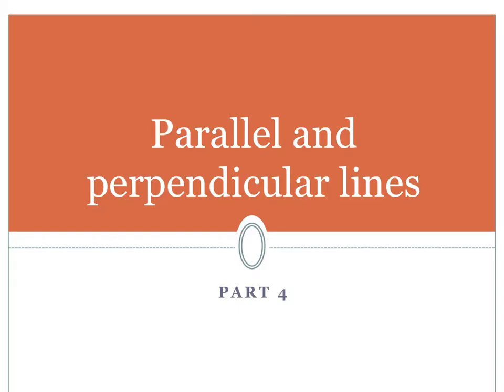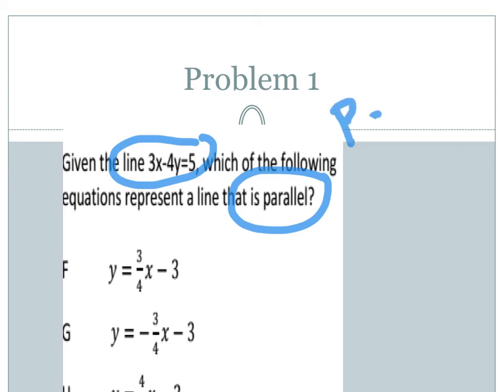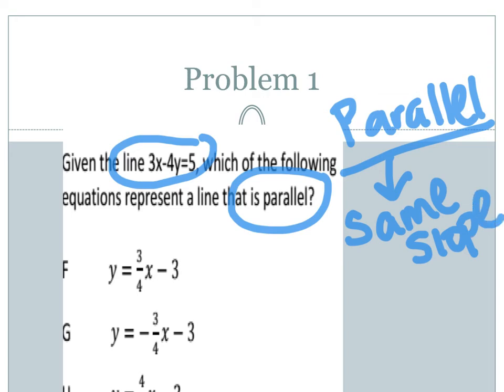All right, now we're going to be dealing with parallel and perpendicular lines. So we are now in part 4. So we're given the equation 3x minus 4y equals 5, and we want to know what's parallel. So what I want you to write down is the line and the word parallel. So parallel: same slope. That's what we need to worry about.